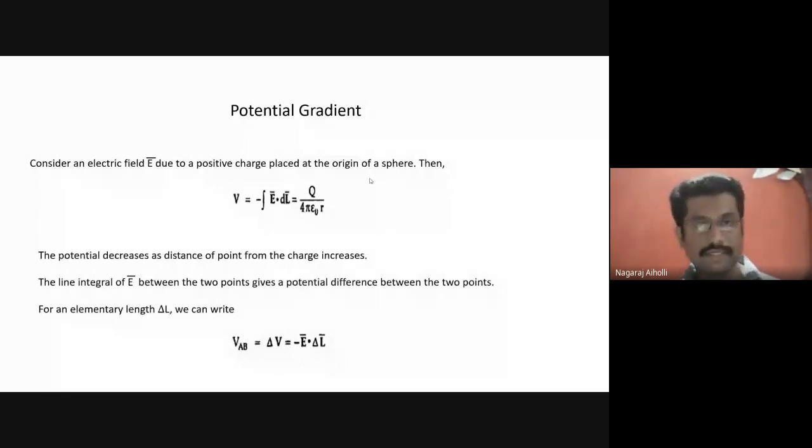They'll ask to explain the potential gradient. And the next one is one more important derivation, which they are asking repeatedly in the examination.